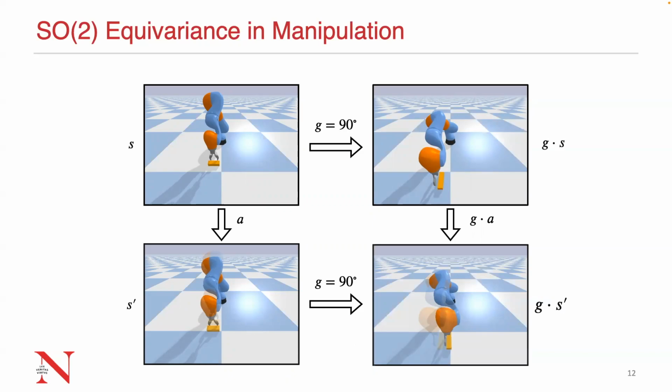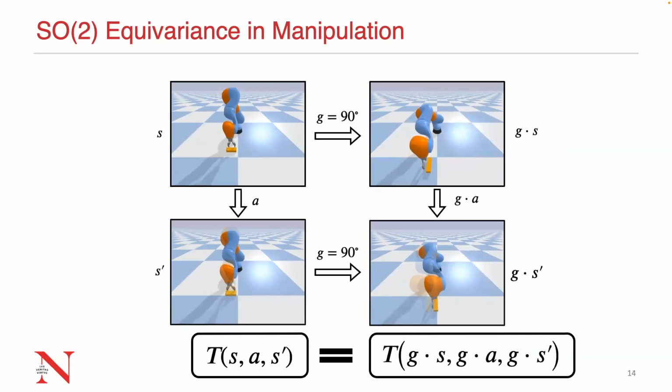Mathematically, this can be formulated as an invariant property in the transition function. Recall that the transition function represents the probability of reaching the state S prime when taking the action A at state S. This function can be written as SO2 invariant. That means if we apply the same rotation to the current state, the action we are taking, and the next state, the transition probability will not change.